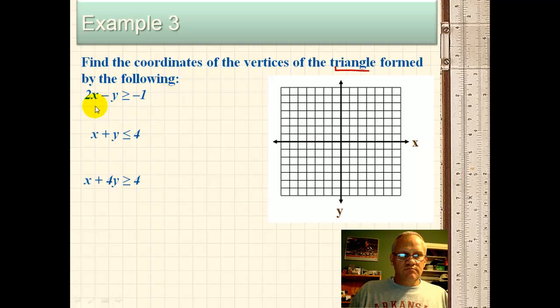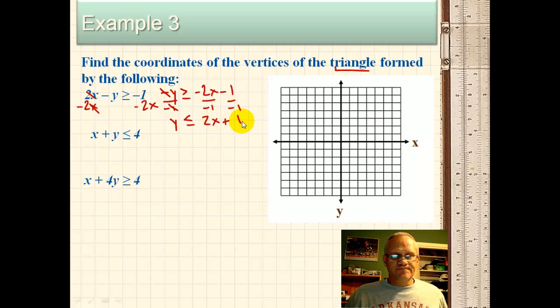I'm going to get y by itself, so I'm going to go minus 2x, minus 2x. Notice I still have a negative in front of the y, so I have negative y greater than or equal to negative 2x minus 1. Divide by a negative 1. Alarm bells should be going off in your head saying, oh, we just divided by a negative. Flip it to less than or equal to 2x plus 1. All right, so that's our first one we're going to graph.